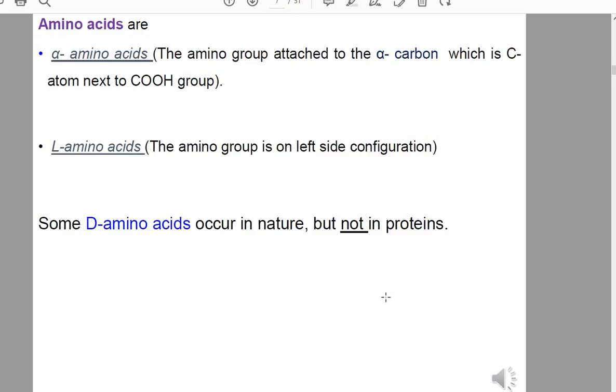All amino acids in the body are alpha L amino acids. We did explain the meaning of alpha amino acid: it means that the amino group is attached to the alpha carbon atom, which is the carbon atom next to the carboxylic group. What's the meaning of L amino acids? L amino acids means that the configuration of the amino group is to the left side. All our amino acids in our body are alpha L amino acids. There are no D amino acids in our body. There are no D amino acids in the protein in our body.